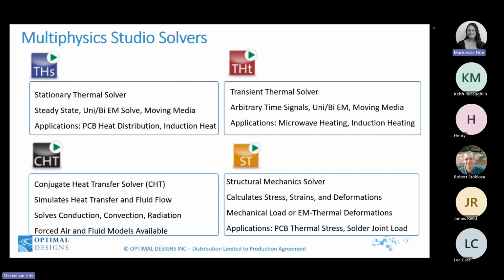Conjugate heat transfer solver simulates heat transfer and fluid flow and includes conduction, convection, and radiation heat sources. And lastly, structural mechanics solver calculates stress, strains, deformation from mechanical load, or EM thermal deformations.